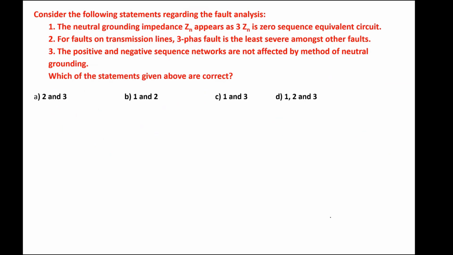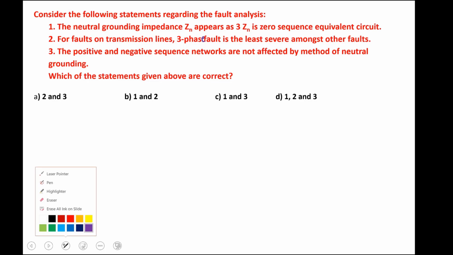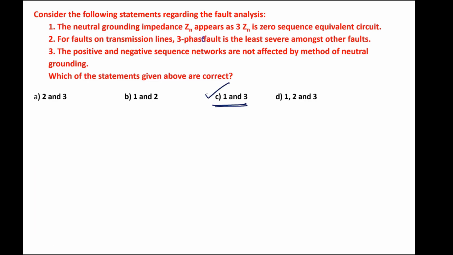Read this and tell what is the right option. 1 and 3 is the right option. Option B. Option C. So option C is the right option. Okay. The neutral grounding impedance appears as 3Zn in the zero sequence equivalent network. Yes, it is true. The neutral grounding impedance appears as 3Zn in the zero sequence equivalent circuit of the synchronous machine. That is true.